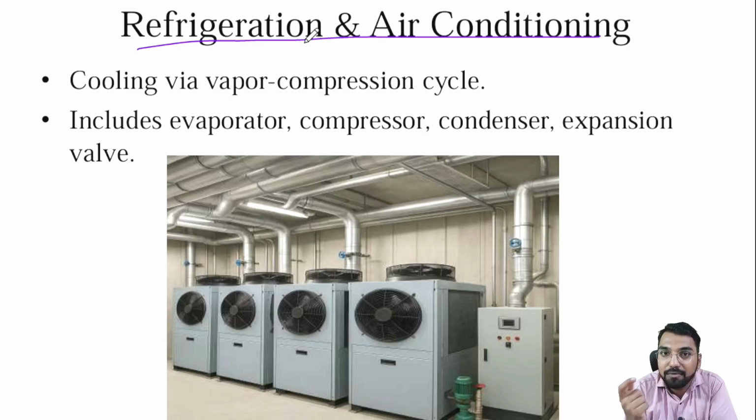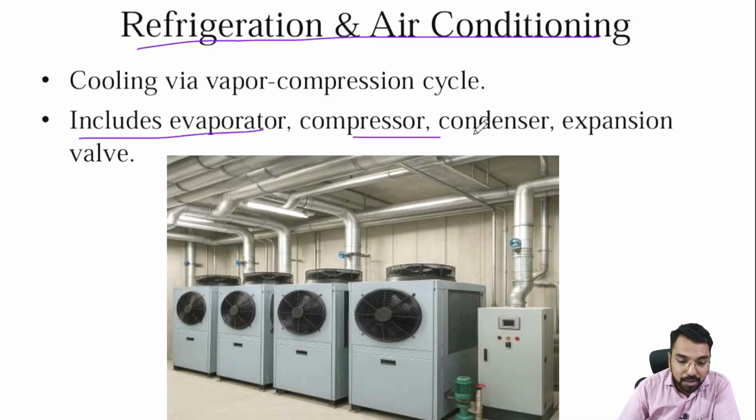Otherwise, let's say 100 watts of heat energy is there inside the room, and you are installing an air conditioner with a capacity of 10 watts, then it is not an efficient way to extract that heat, right? So that's why you have to compare how much tonnage capacity of air conditioning you are going to install according to your requirements. Similarly, here it includes the evaporator, compressor, condenser and expansion valve. These are the components of a refrigeration and air conditioning system.